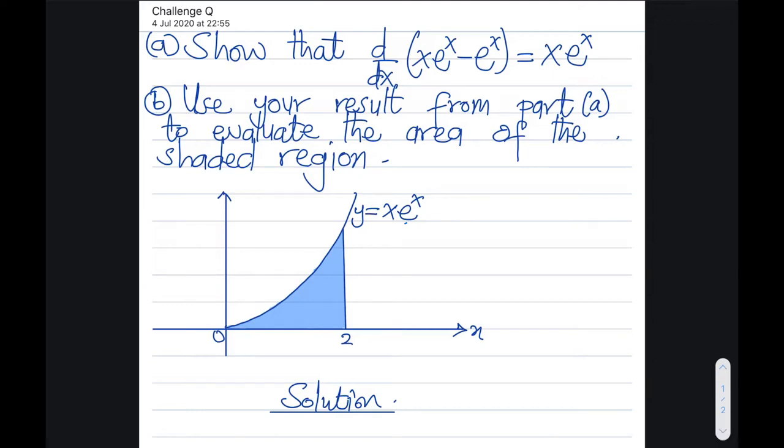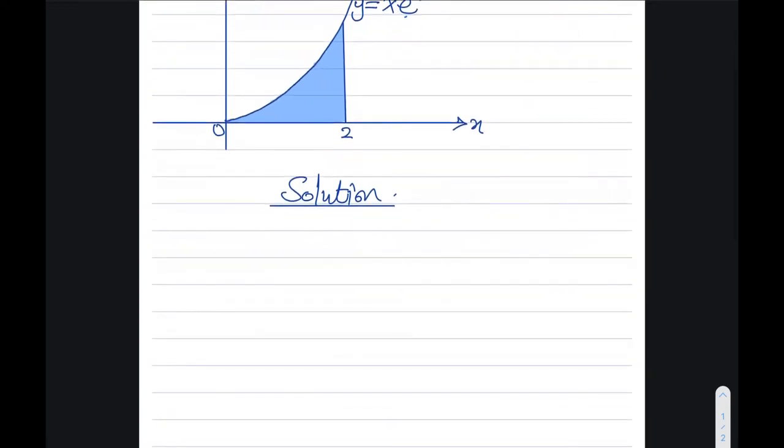So we have a question to solve. The A part is saying that we should prove that when we differentiate this, we get that. Right. Then the B part says we should use our result from part A to evaluate the area of the shaded region. Okay, so that is this part. Well, let's start with the A. We should prove. So let's prove.